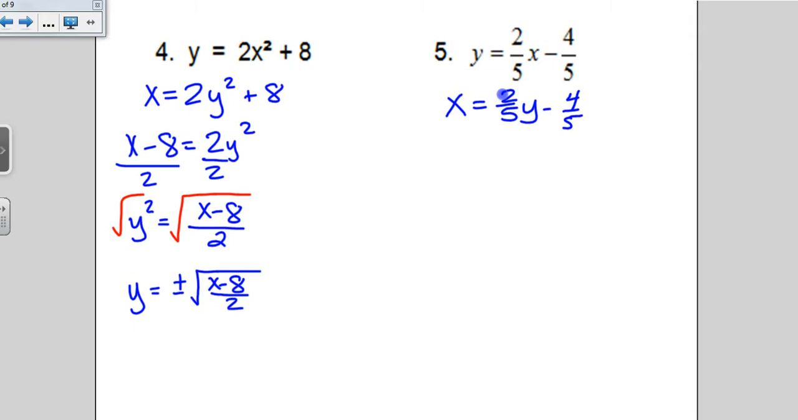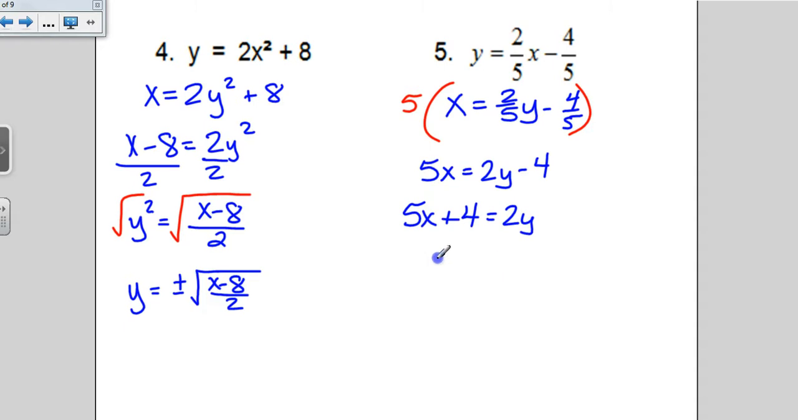Now the first thing I notice is we've got some fractions, and I'm not so excited about having these fractions. So if you would like to multiply everything by a 5 at this point, you sure could. And I'm going to go ahead and do that. So if I multiply everything by a 5, I end up with 5x equals 2y minus 4. And now I'm just going to get y by itself. So I'm going to add the 4. 5x plus 4 equals 2y.